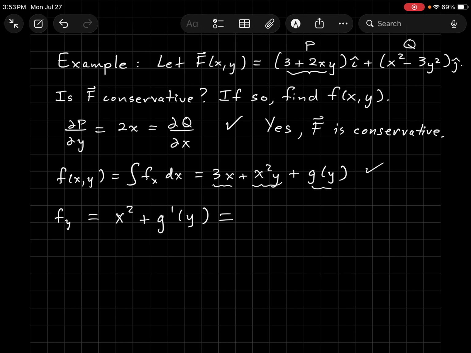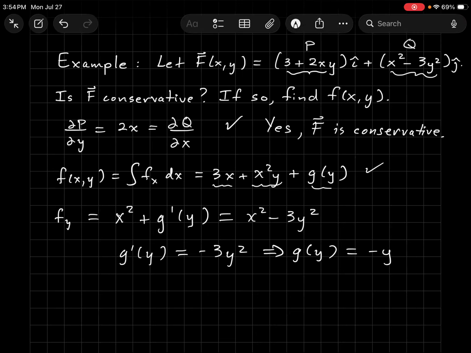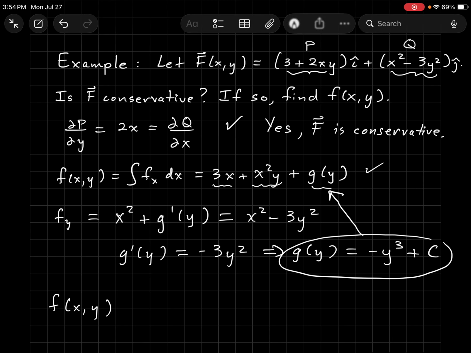But from above, I know that must equal x squared minus 3y squared, which tells me that g prime of y equals negative 3y squared, which means g of y must equal negative y cubed plus some constant. So now that I've found this, I can put these two things together. That is, I can substitute right there. And that gives us little f of xy is 3x plus x squared y minus y cubed plus some constant, perhaps c.